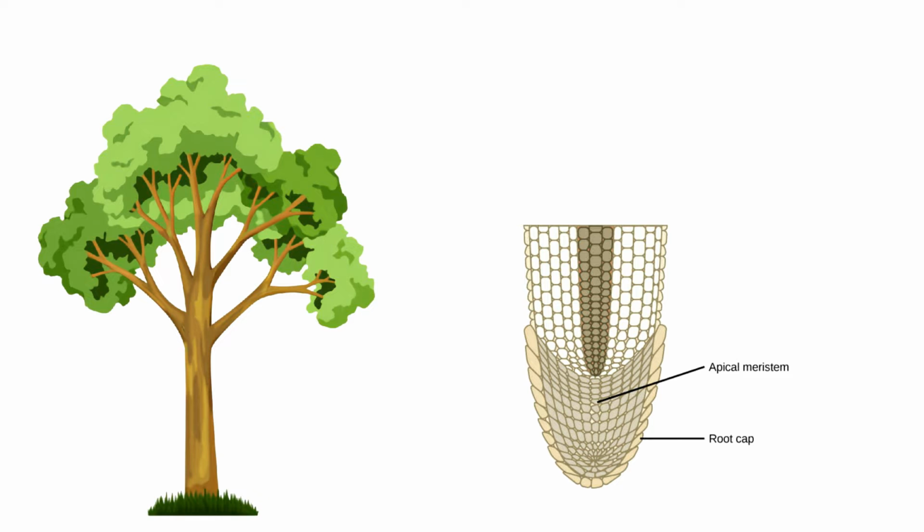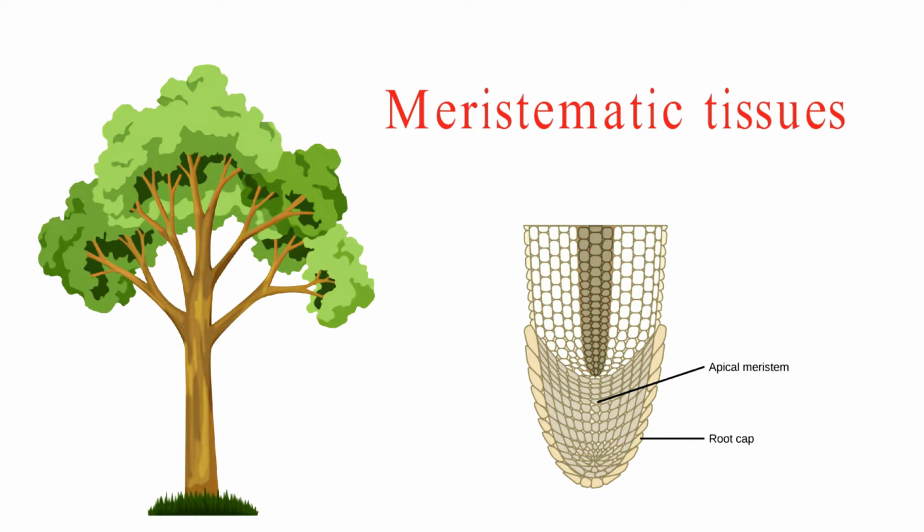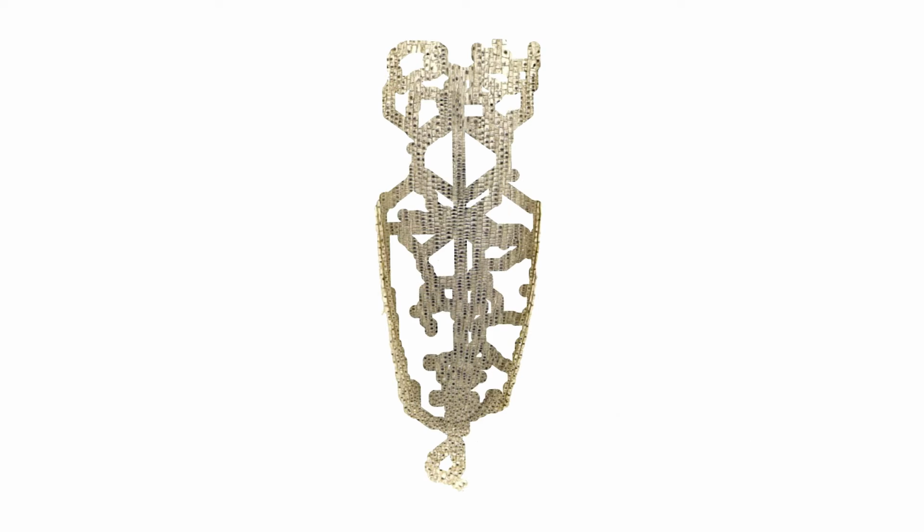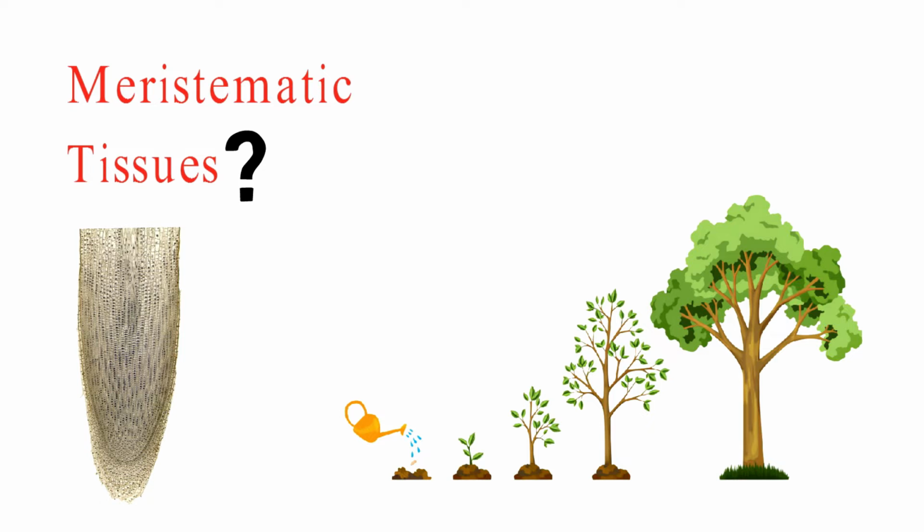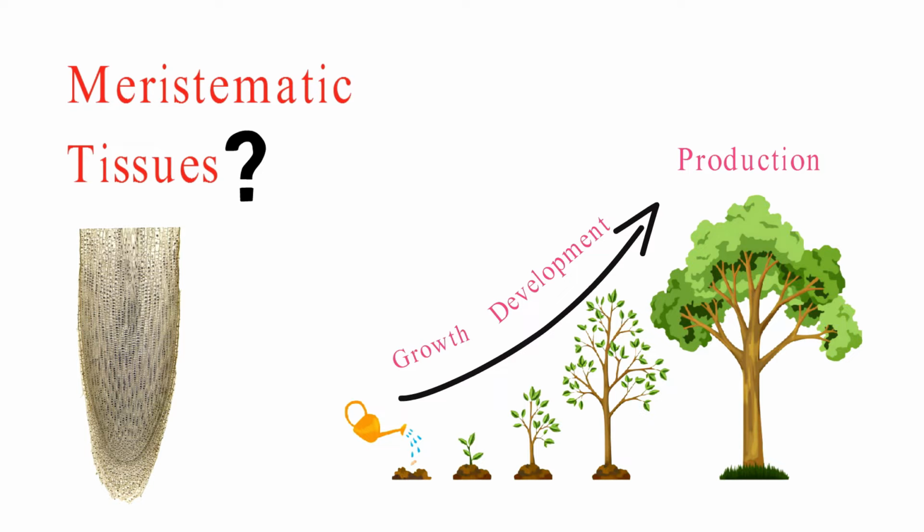Ever wondered how those tiny seeds become towering trees? Well, the secret lies in the world of meristematic tissues. Let's start at the very beginning. What on earth are meristematic tissues? Meristematic tissues are like the superheroes of the plant world. They are specialized plant cells responsible for growth, development, and the production of new cells.